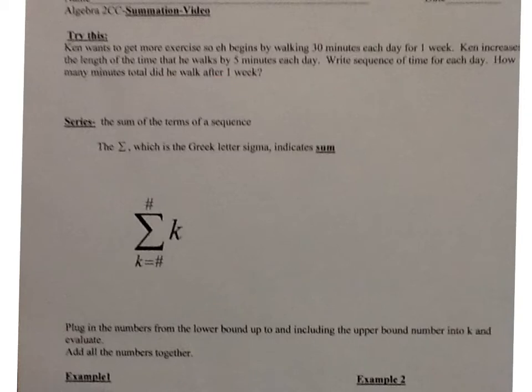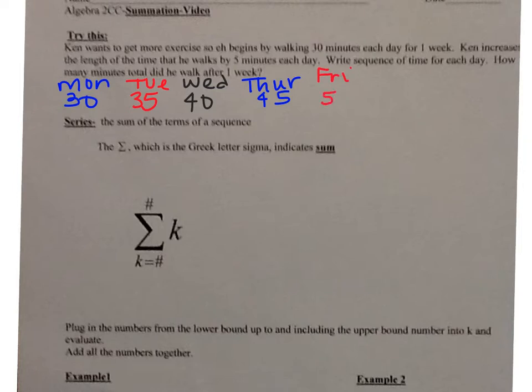Okay, so on day 1, so let's say on Monday, he begins by walking 30 minutes. And then on Tuesday, he increases it by 5 minutes, so he walks 35 minutes. On Wednesday, he walks 40 minutes. On Thursday, he walks 45. On Friday, he walks 50. On Saturday, he walks 55. And then on Sunday, he walks 60.